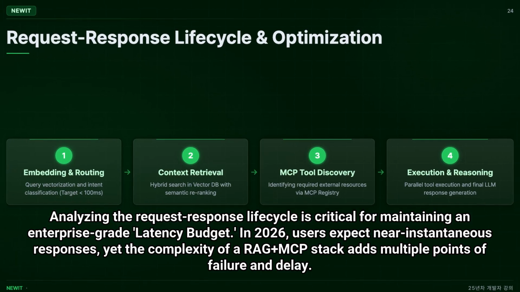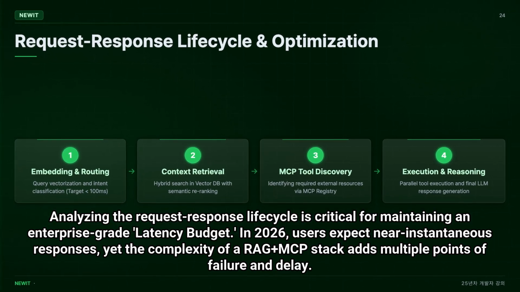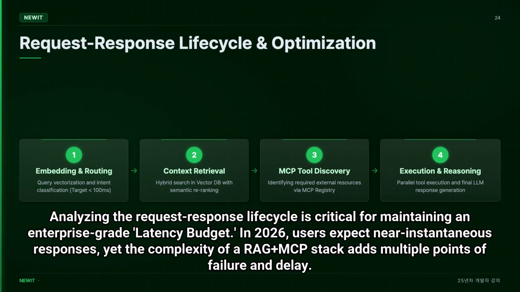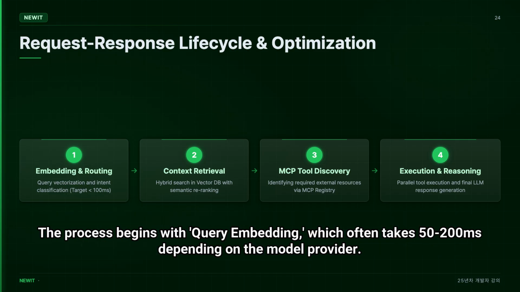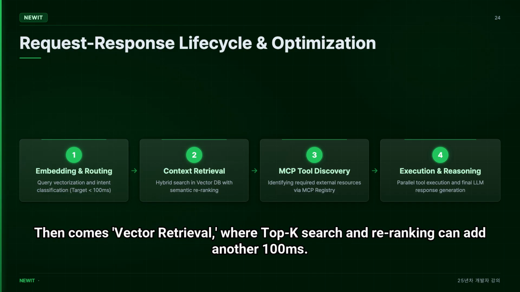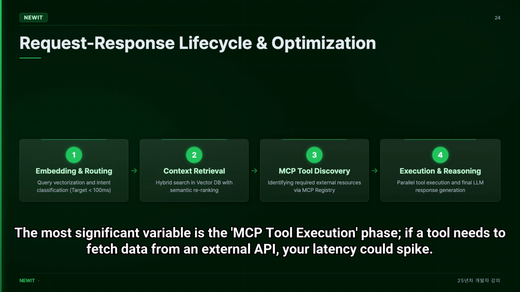Analyzing the request-response lifecycle is critical for maintaining an enterprise-grade latency budget. In 2026, users expect near-instantaneous responses, yet the complexity of a RAG MCP stack adds multiple points of failure and delay. The process begins with query embedding, which often takes 50 to 200 ms depending on the model provider. Then comes vector retrieval, where top-k search and re-ranking can add another 100 ms. The most significant variable is the MCP tool execution phase. If a tool needs to fetch data from an external API, your latency could spike.